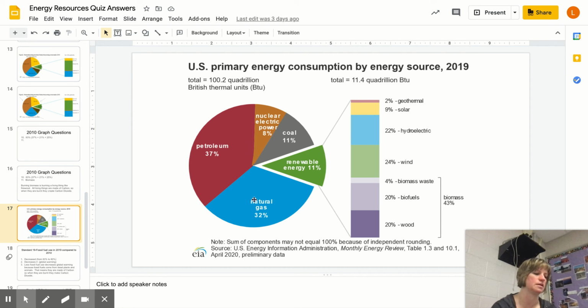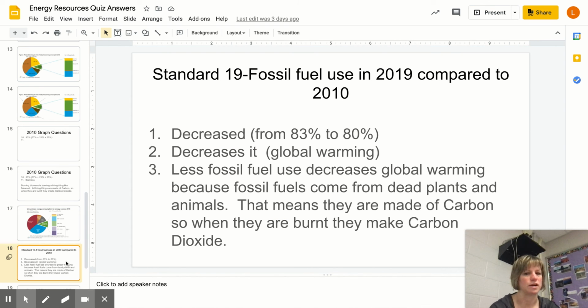Okay, now we get to standard number 19 about how energy choices can impact global warming. And now I'm back on track. I've got everything typed like I should. So standard 19, first of all, I wanted you to compare the fossil fuels. The wording here, you really have to be careful about. In 2019, compared to 2010, the amount of fossil fuels did what? Well, it decreased because in 2010, fossil fuels were 83%. In 2019, they went down to 80%.